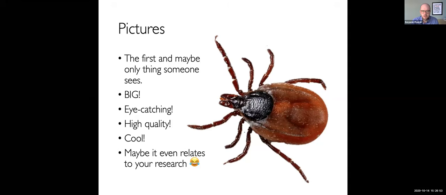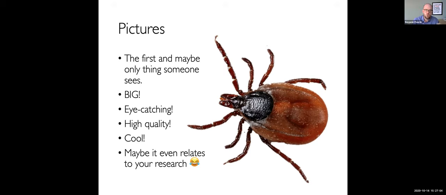Not everyone studies a cute, cuddly little creature or gross tick, but there's some connection that you can make to the world at large with a great picture that brings people in. I was advising a student and the poster was about nutrition. Something like that. And it was ho-hum research.